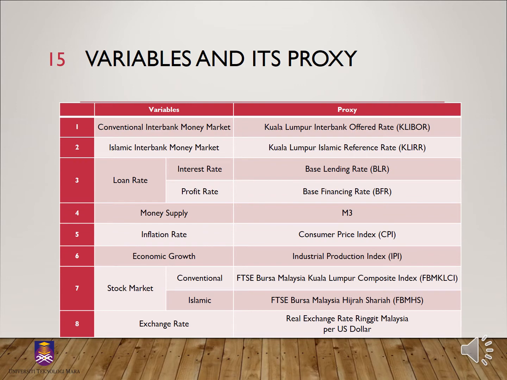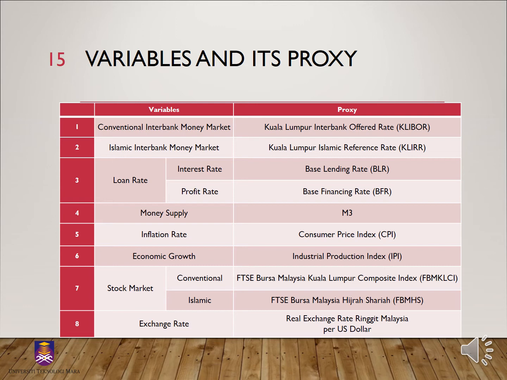So these are the variables and the proxies. Our dependent variable is the interbank money market rate. For the conventional, we use the KLIBOR rate. For the Islamic interbank, we use the Kuala Lumpur Islamic Reference Rate. And for the loan rate, we refer to the interest rate for the conventional bank and the profit rate for the Islamic bank. And we have the money supply, the inflation rate, the economic growth.